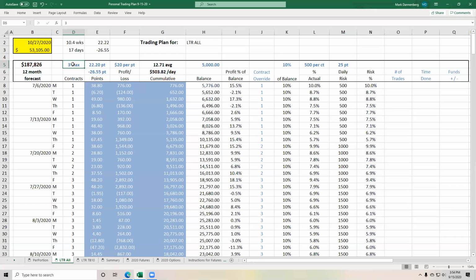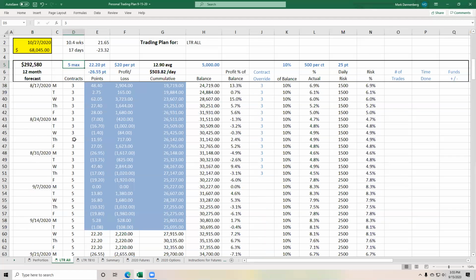And that's showing you $187,826 income. But if you felt like you wanted more and you're really comfortable with your run rate, what if you change this to a maximum of 5 contracts? Well, all of a sudden your potential income for 12 months goes up to $292,580. You can change that to whatever you desire.